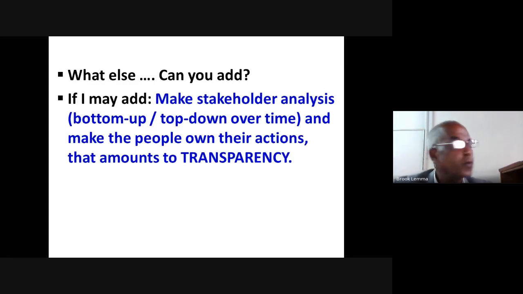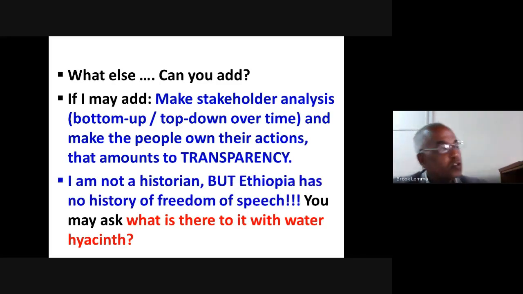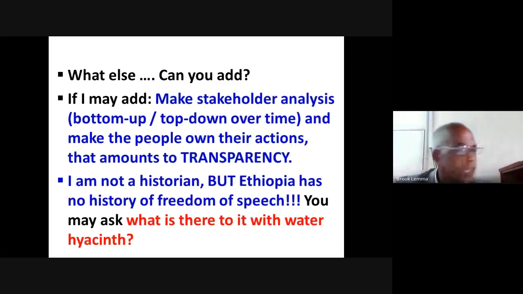I may add, probably we need to make a stakeholder analysis from the poorest to the upper, from the top government administrators to the lowest, over a long time, and see what each stakeholder does in the water system, how much water each needs, or how much space, whatever, and then make people responsible or manage also their actions. So it needs transparency. Although I'm not a historian, being transparent is very difficult in this country.